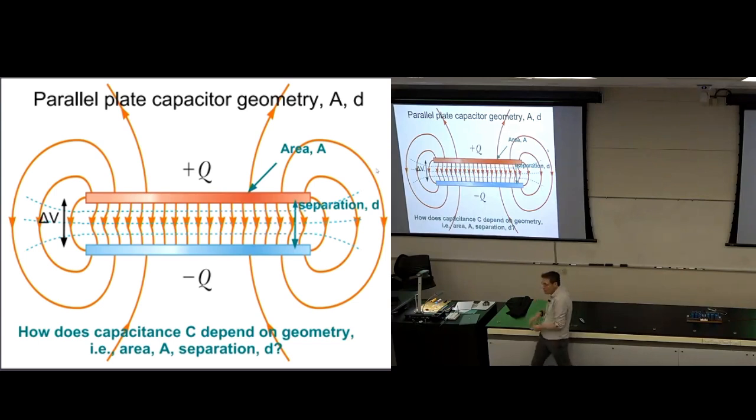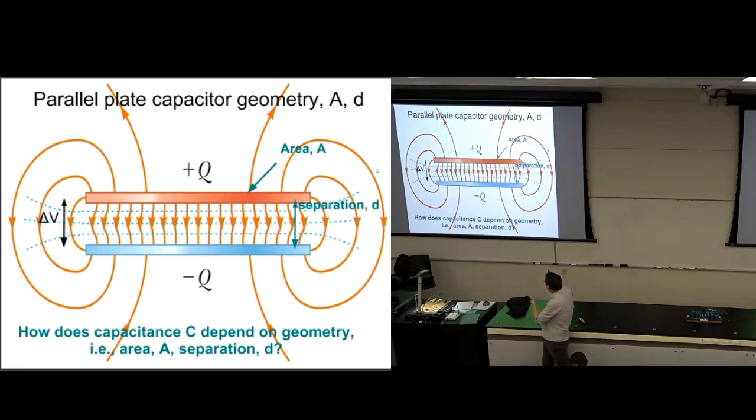So that's the picture. In the picture, this is the cross-sectional area of the plates, we call that A, and we call the separation of the plates D. And the question is, how does the capacitance of this capacitor depend on the area of the plates and the plate separation? The special thing about the parallel plate capacitor is we can write down a very straightforward, simple equation for the capacitance in terms of the area of the plates and the separation between the plates.